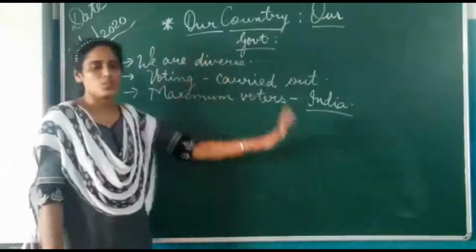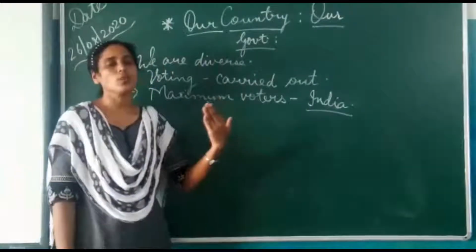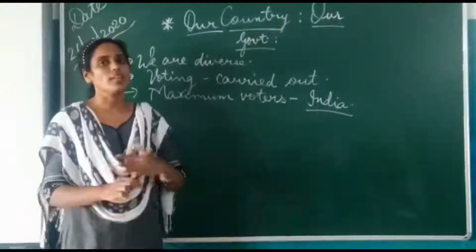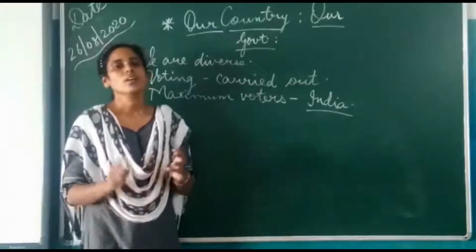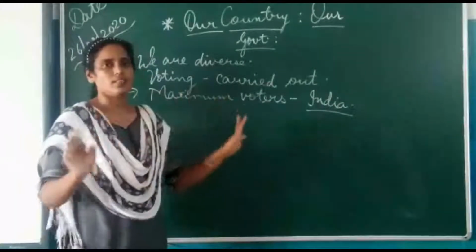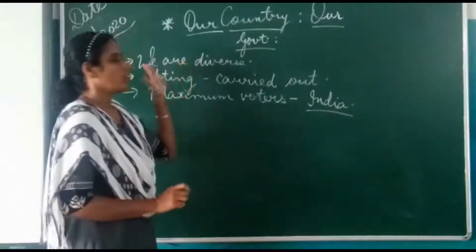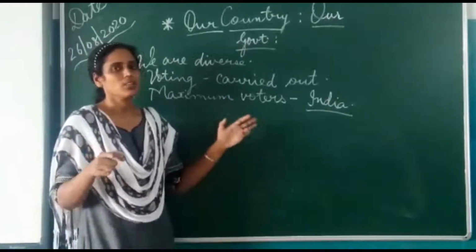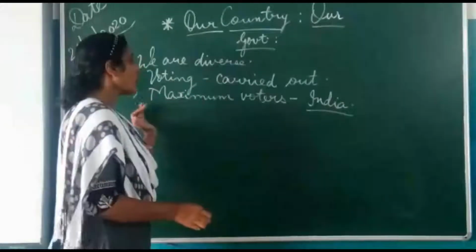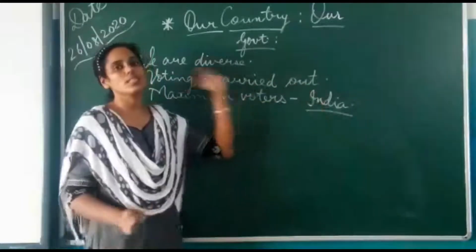We are diverse. As we already saw in the previous chapter, unity in diversity, our country is diverse, having different cultures, traditions, customs, food, and dressing habits, everything is diverse. We are unique. So we can say that we are large in number. That is why we already saw that we are the largest democracy. So we have the maximum number of voters in India.